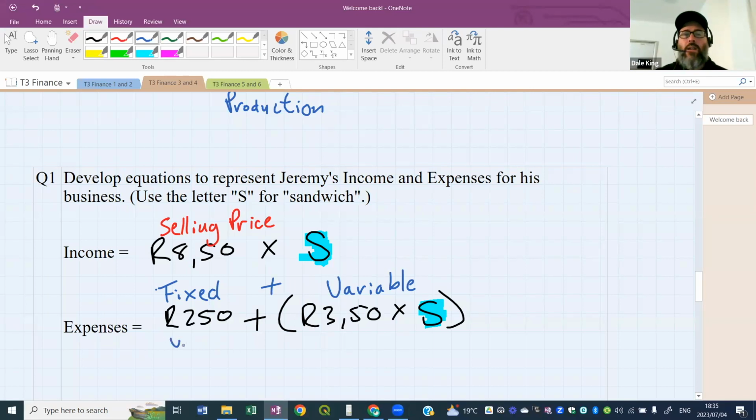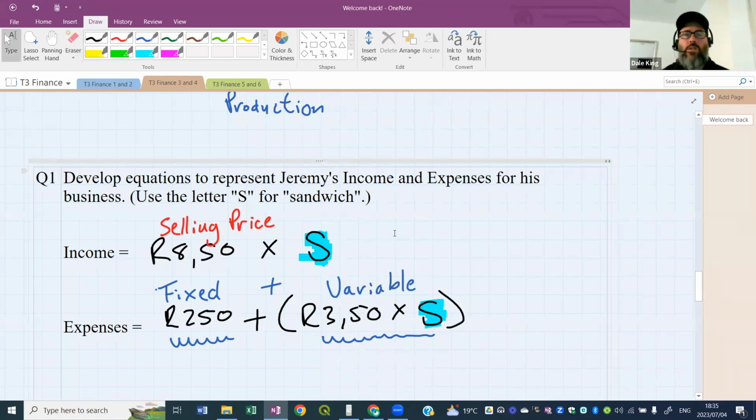The fixed one doesn't care about how many sandwiches you make. You just have to pay it anyway. The variable, though, depends on how many sandwiches you make. So we need to know the cost of making a sandwich, which in this case is R350. That's why we're saying 350 times however many sandwiches you make. We won't know what this variable cost will be until someone tells us how many sandwiches were made. All right, and then we can work that out.